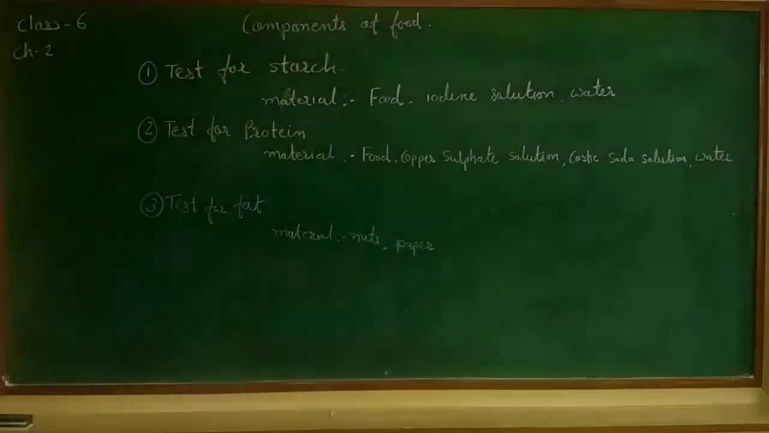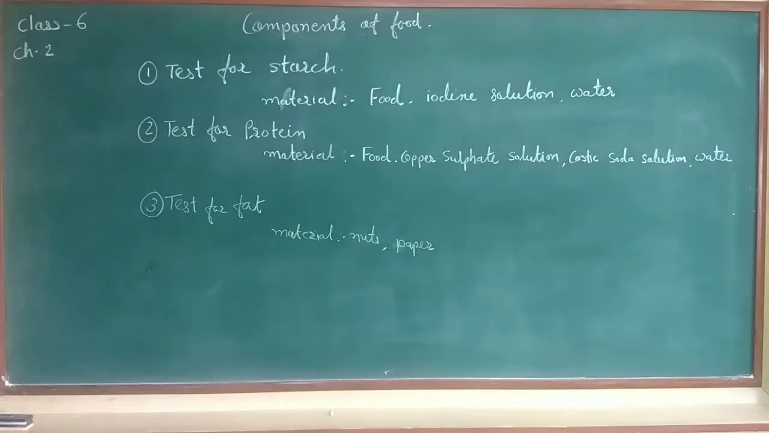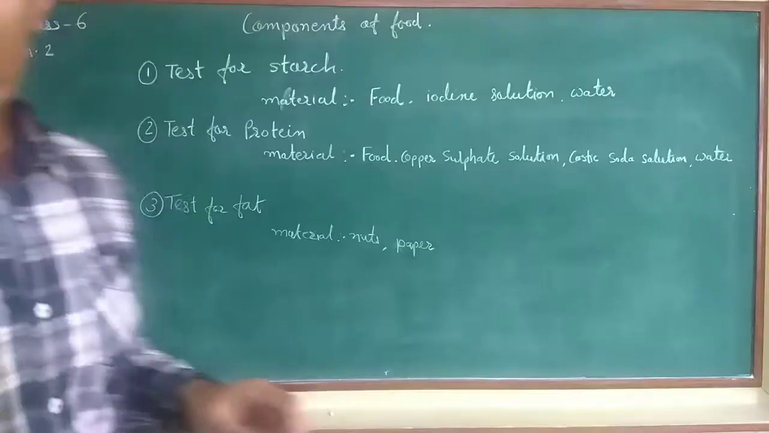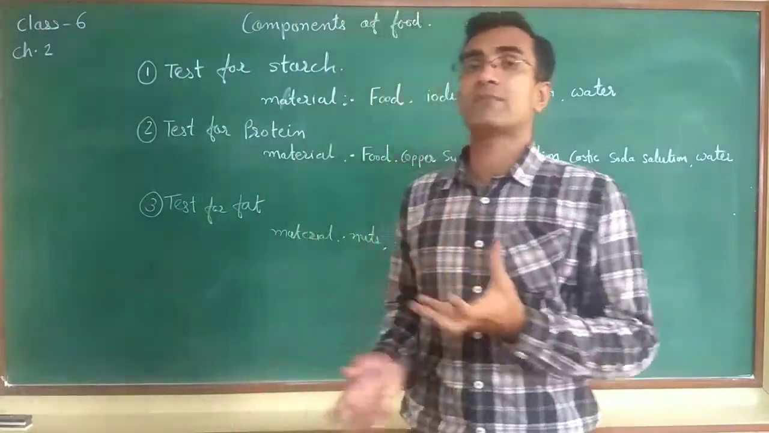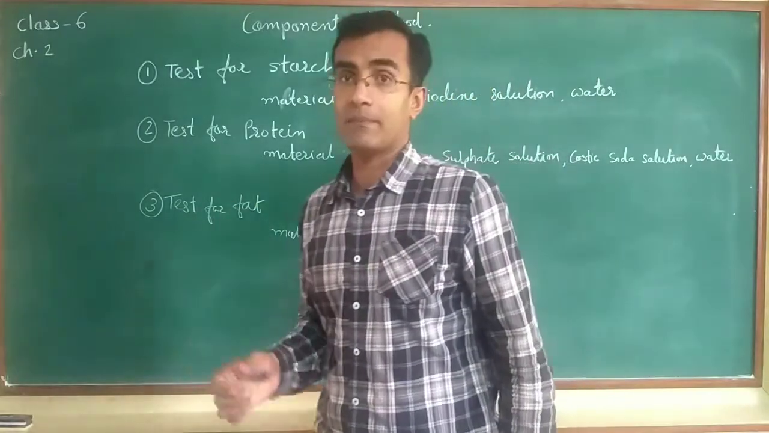There are no patches found on the flour paper. In the paper in which we have pressed the walnut, we can observe the oily patches on the paper. The paper will be opaque, or we can say the oil patches can be observed on the surface of the paper. This indicates that there is a presence of fat in the sample.